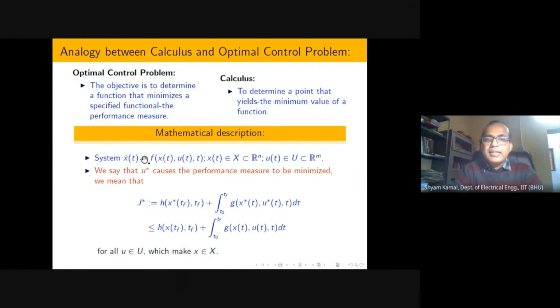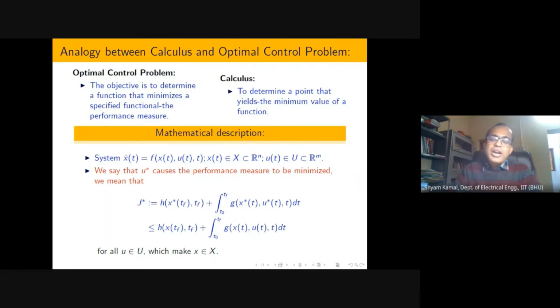If you see here, x dot equals f(x(t), u(t), t), and I have written the same generalized performance measure. Here you can see that I am going to define x(t), that is a function, and u(t). So I am going to search for some admissible trajectory and admissible control such that J has some minimum value or maximum value or extremum value based on the requirement. Anyone has confusion?